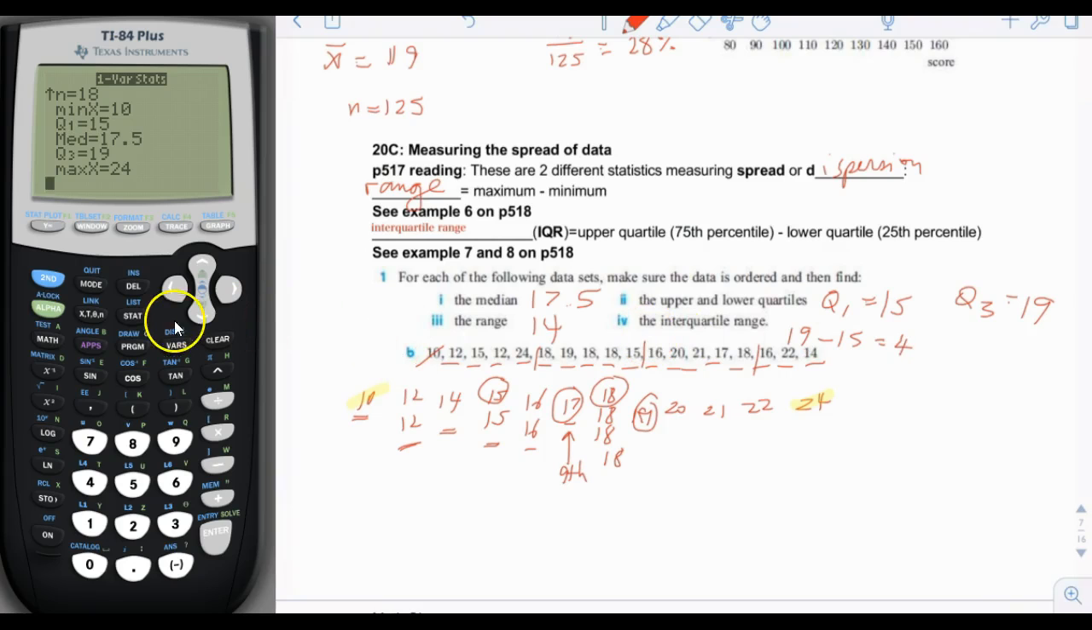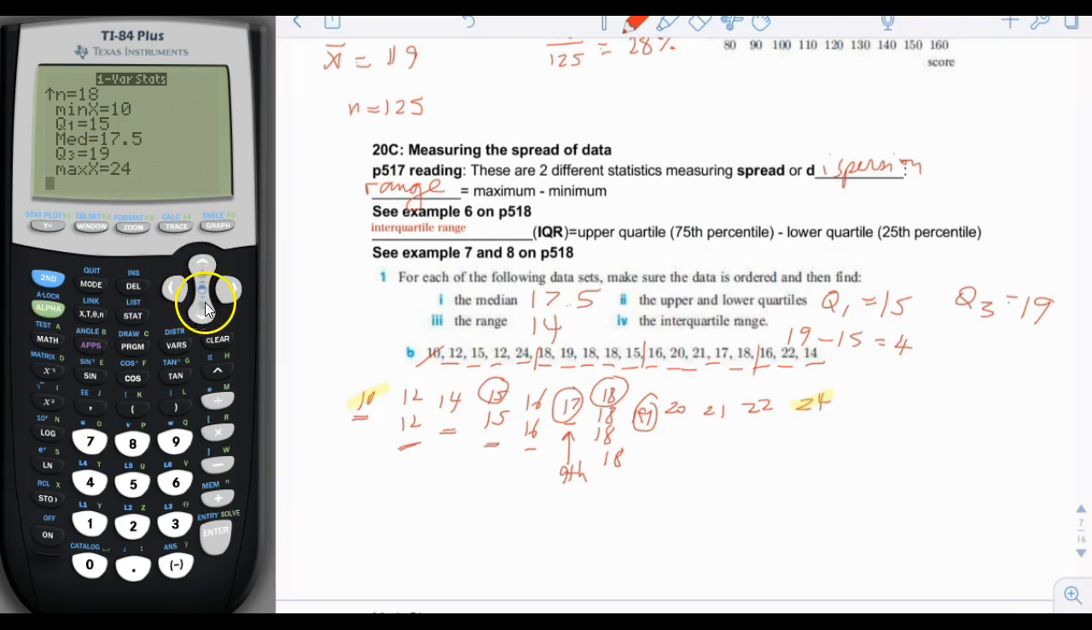You can do this on the calculator also. Here you can see that I have put in stat edit into L5 and L6. I put the data, 10, 12, 14, 15, 16, etc. Then I put the quantities, the frequencies for each one, 1, 2, 1, 2, 2, 1, 4, etc. And then I ran stat calc 1-var stats, and I can get all the same values that I did by hand. So for example, the total number of frequencies is 18, the minimum value is 10, Q1 is 15, Q3 is 19, the median is 17.5.